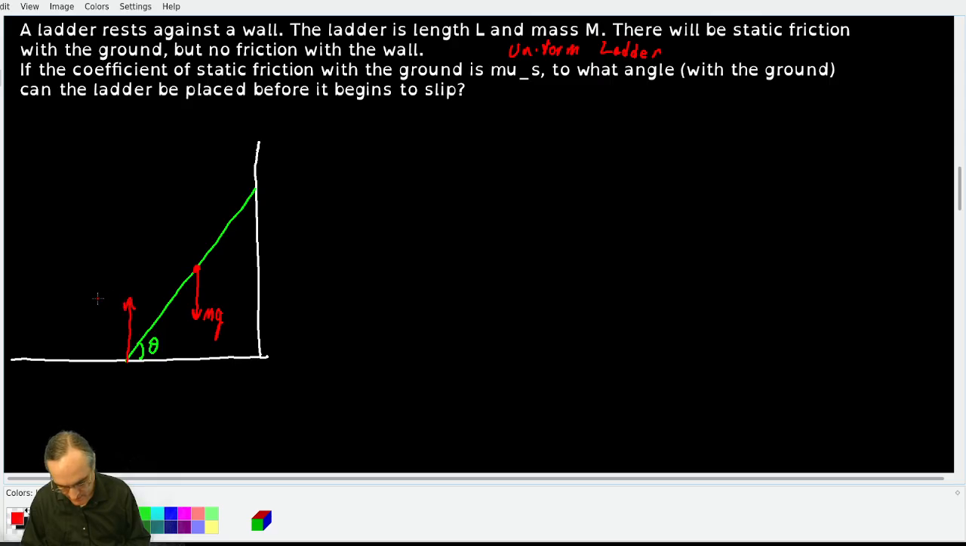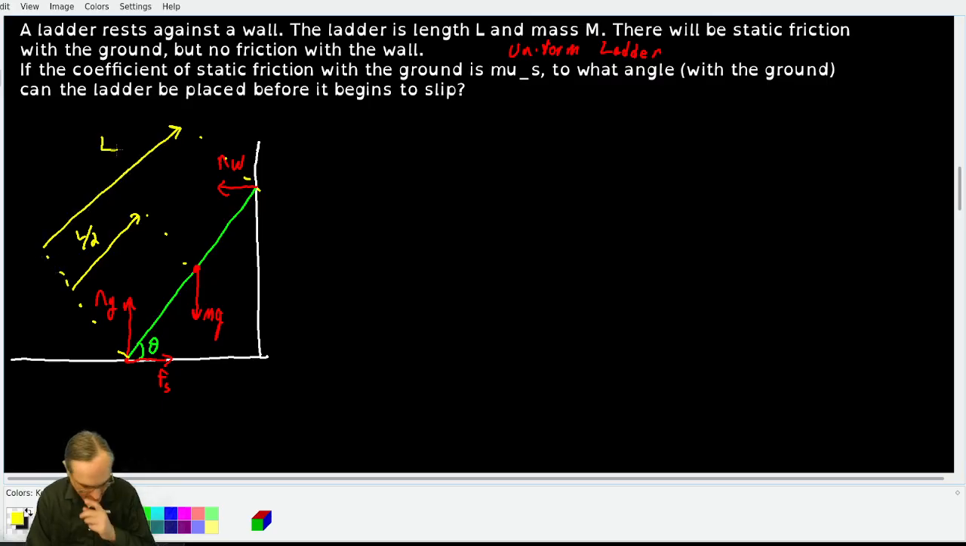There's going to be a normal with the ground. There's also going to be a normal force with the wall. And if we're looking at this, if we need this to be static, we need this bottom end not to slip. We need a force that's opposing that normal with the wall. The static friction with the ground is going to be the story there. So there are all of our forces. To get a little bit more information in here, if we come from the end here, then it's a distance L over 2 to reach the midpoint, and it is a distance L along the whole ladder.